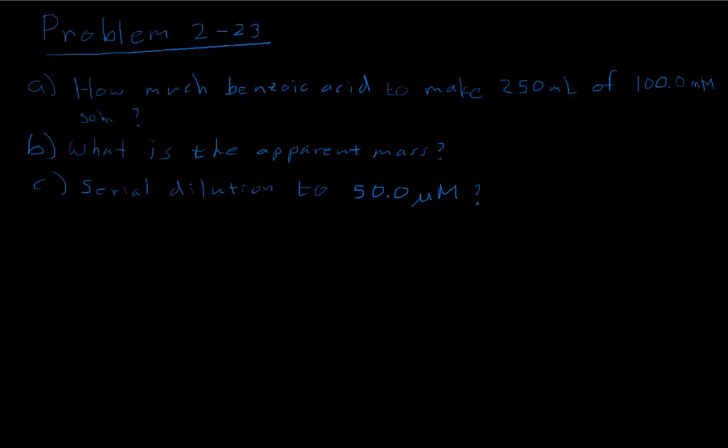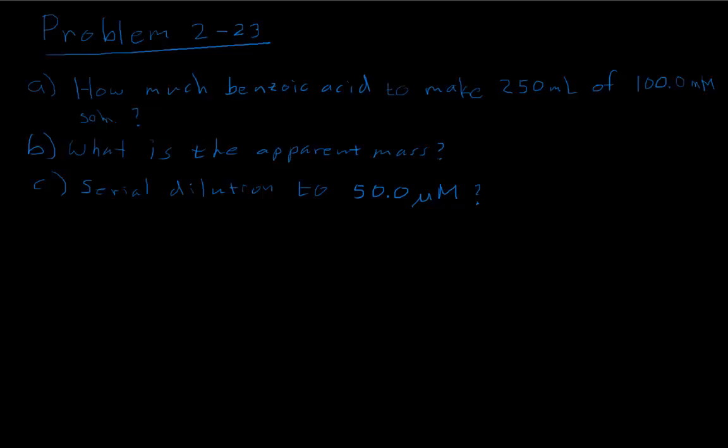This problem has a little more text than I've written down here, but it asks how much of the primary standard grade benzoic acid, which has a formula mass of 122.12 grams per mole and a density of 1.27 grams per milliliter, should you weigh out to get a 100 millimolar aqueous solution in a volume of 250 mLs. So that's our first question.